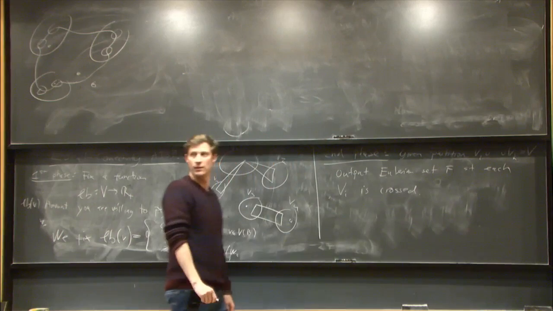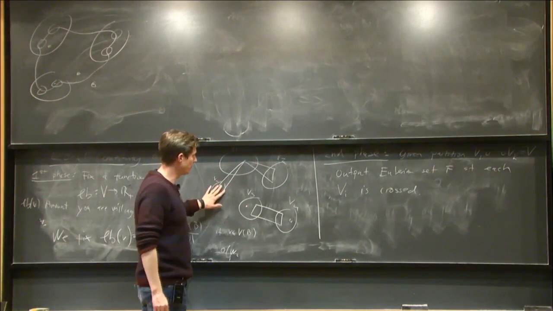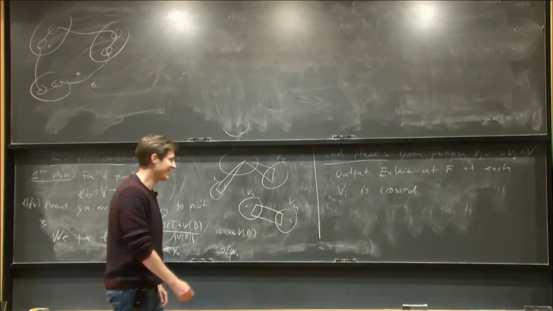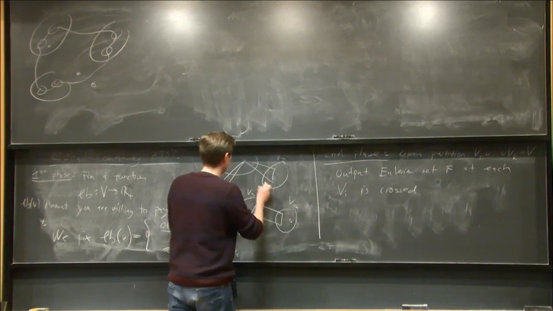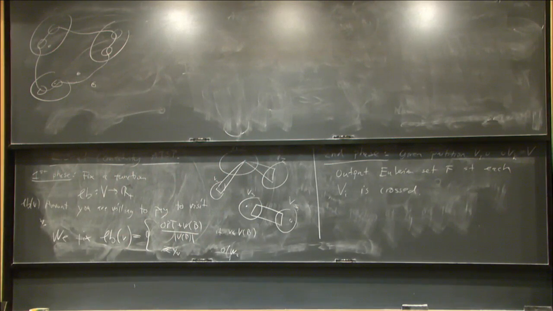Okay? So that's what I said, right? Here is input V1, V2, V3, V4, V5. And our output could be this set of edges that I drew. That will cross all the partitions.